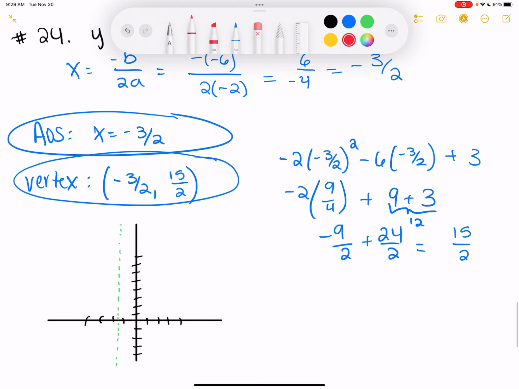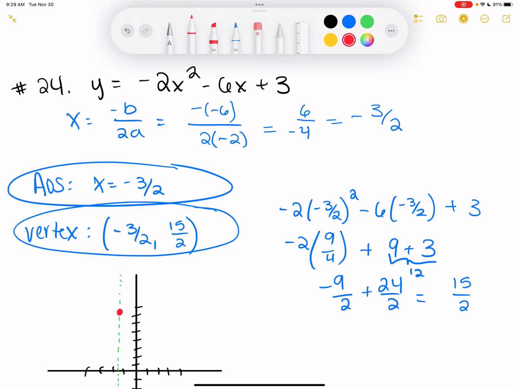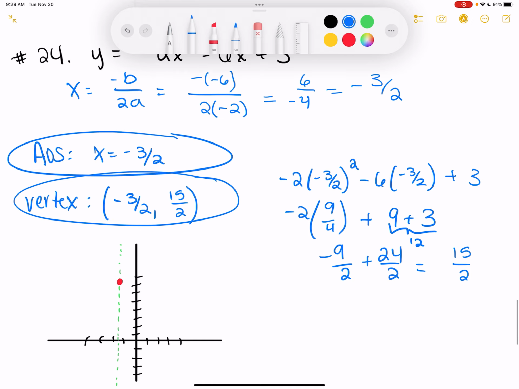So I'm going to go up here and plot my vertex. Now this is one where I could obviously plot 1, but that is going to be a little bit irritating. I can plug in 0 to the original, and 0 gives me out 3. So at 0, I have a point at 3, and then I need to go 1.5 on the other side of the axis of symmetry, and I have my other point. And then I just need to connect.